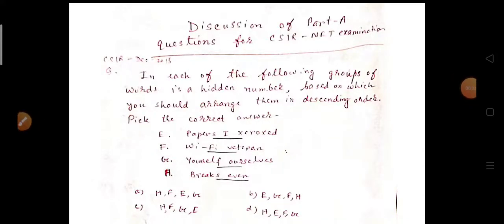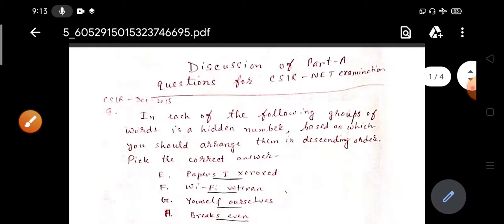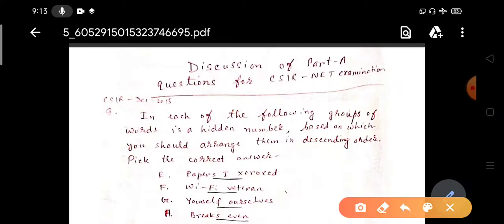Today we shall discuss the questions from Part A which we face in NET, GATE like exams, and Part A plays a very important role for the overall score. So let's start. These questions are discussed from the paper CSIR December 2015.